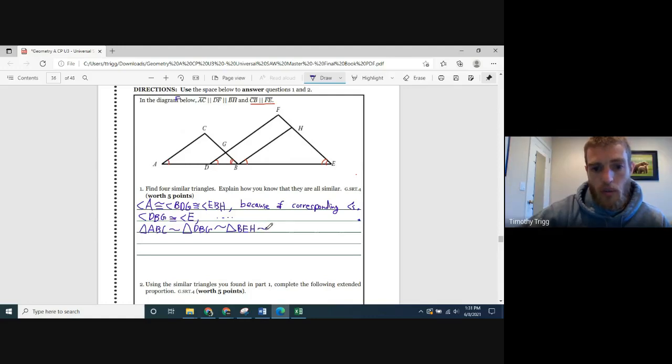which is also similar to triangle, and lastly, it's the big triangle here. So what would the name of this big triangle be? Again, I want to go left, then right, then up. So that'd be DEF.